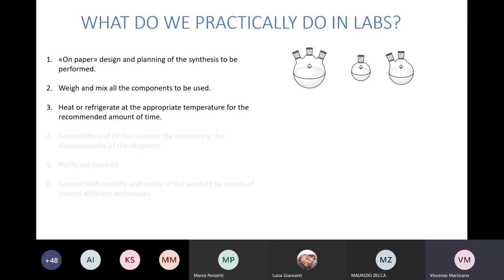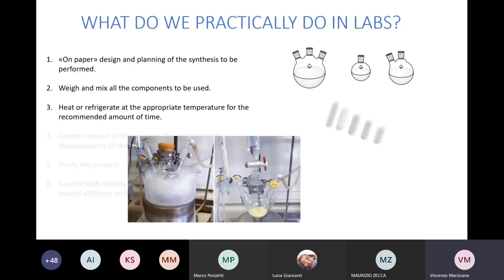To further increase the homogeneity of our reaction mixture, we usually use magnetic stirring. We put this little bar that, under a magnetic field, keeps the mixture under stirring, and then we perform our reaction at the appropriate temperature. That means we can perform our reaction at room temperature, or we can heat the reaction, performing it above room temperature, or below it by refrigerating it.